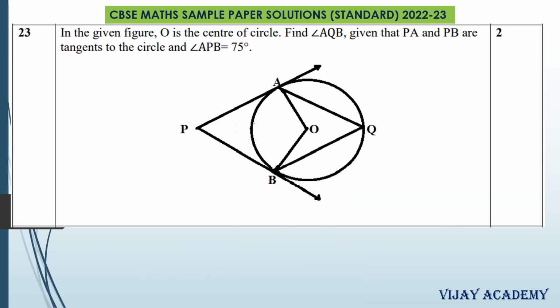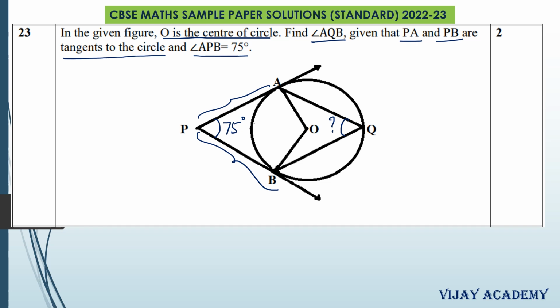Let us go to question number 23. In the given figure, O is the center of the circle. Find angle AQB, given that PA and PB are tangents to the circle and angle APB is equal to 75 degrees. So it is given that PA and PB are the tangents of the circle. Angle APB is equal to 75 degrees. Using this information, we have to find the angle AQB.